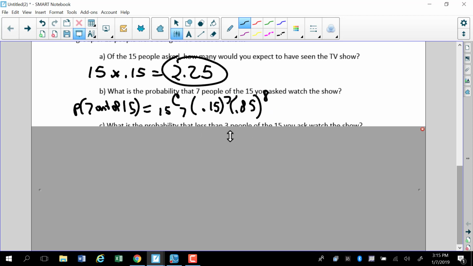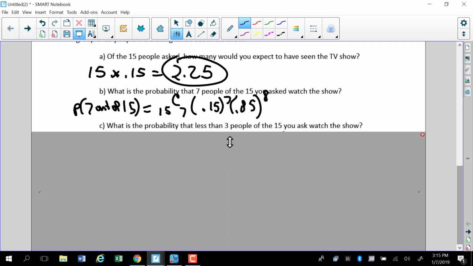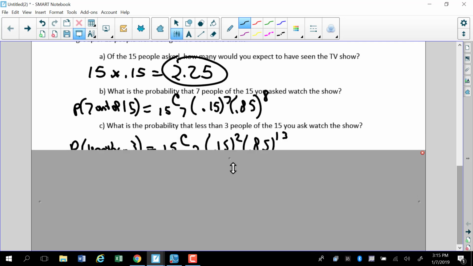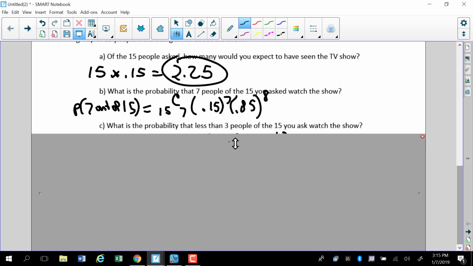If you get a decimal, that's fine. Or for an answer, if you want to put it in your calculator, that's fine. But make sure you can at least set that up first. I mean, it's more important that you set that up first, and I'll give you the answers here from the calculator in a second. Now, what's the probability that less than 3 people watched?